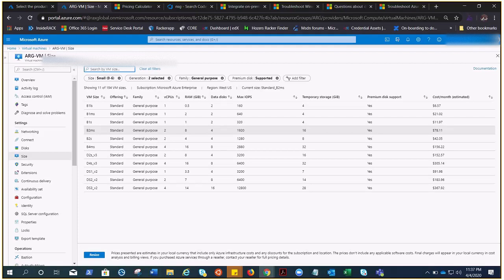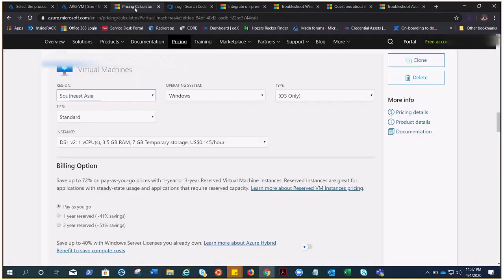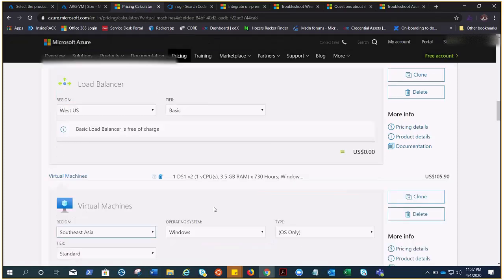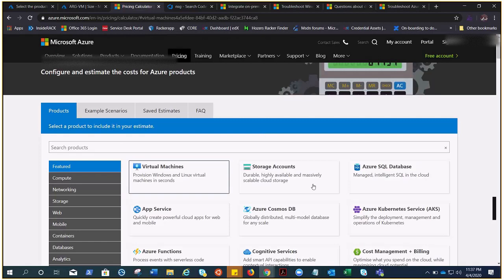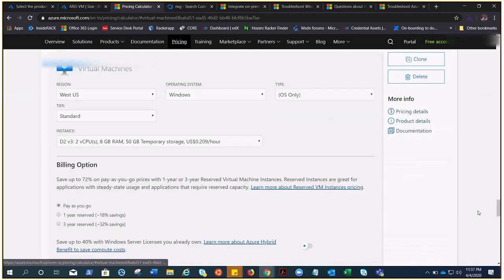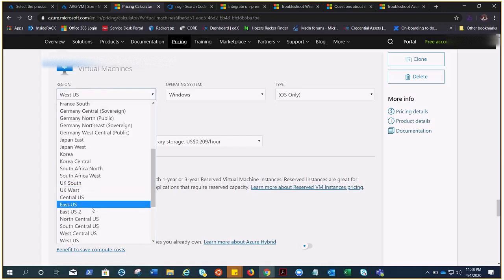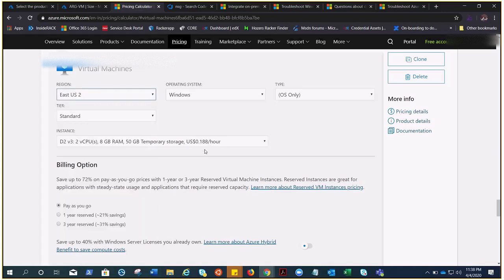All right, now the third tip would be the region. For that, we need to go and check the price calculator. I have selected the virtual machine from the price calculator. Go to the virtual machine, go here, and you can see I have selected D2B3, which is $2.209 per hour. Now, if you change the region, for example, go to East US2, it is lesser. If you go Japan East, it's higher.